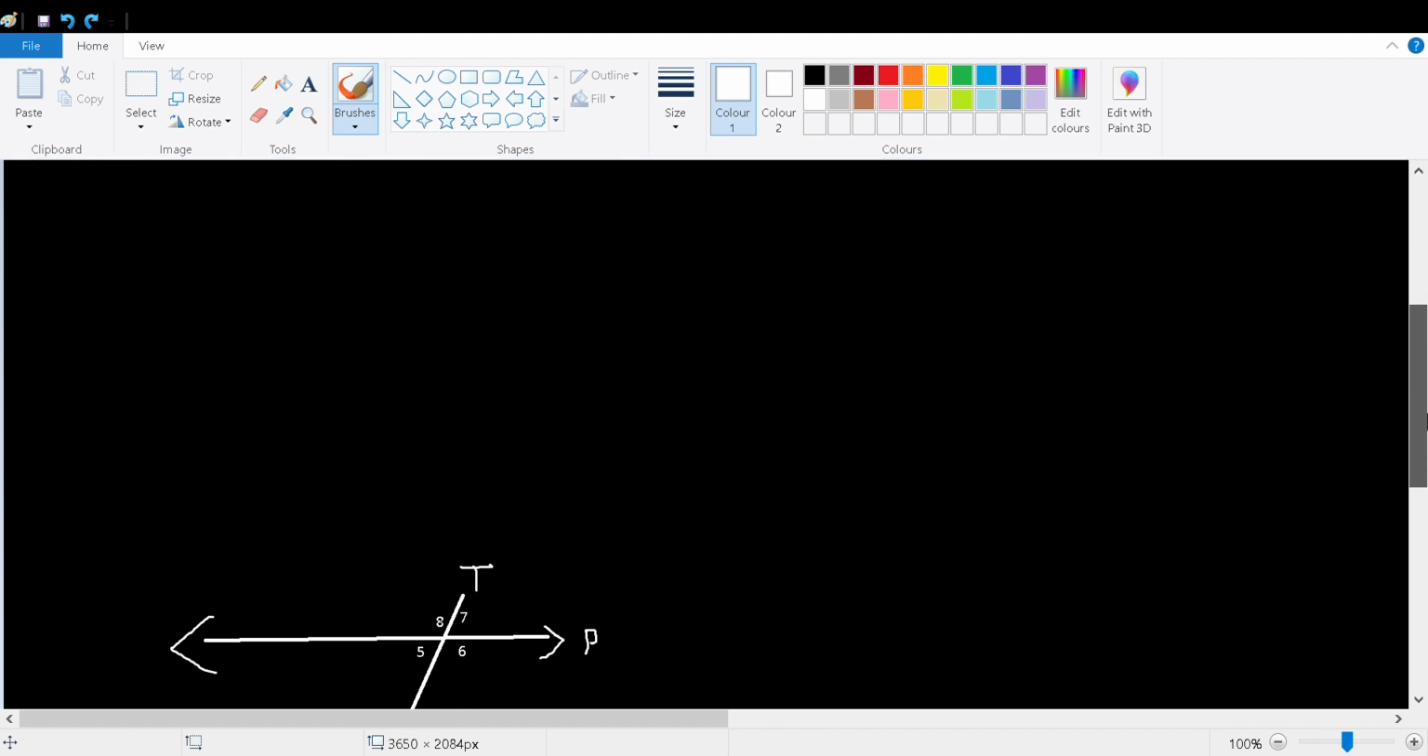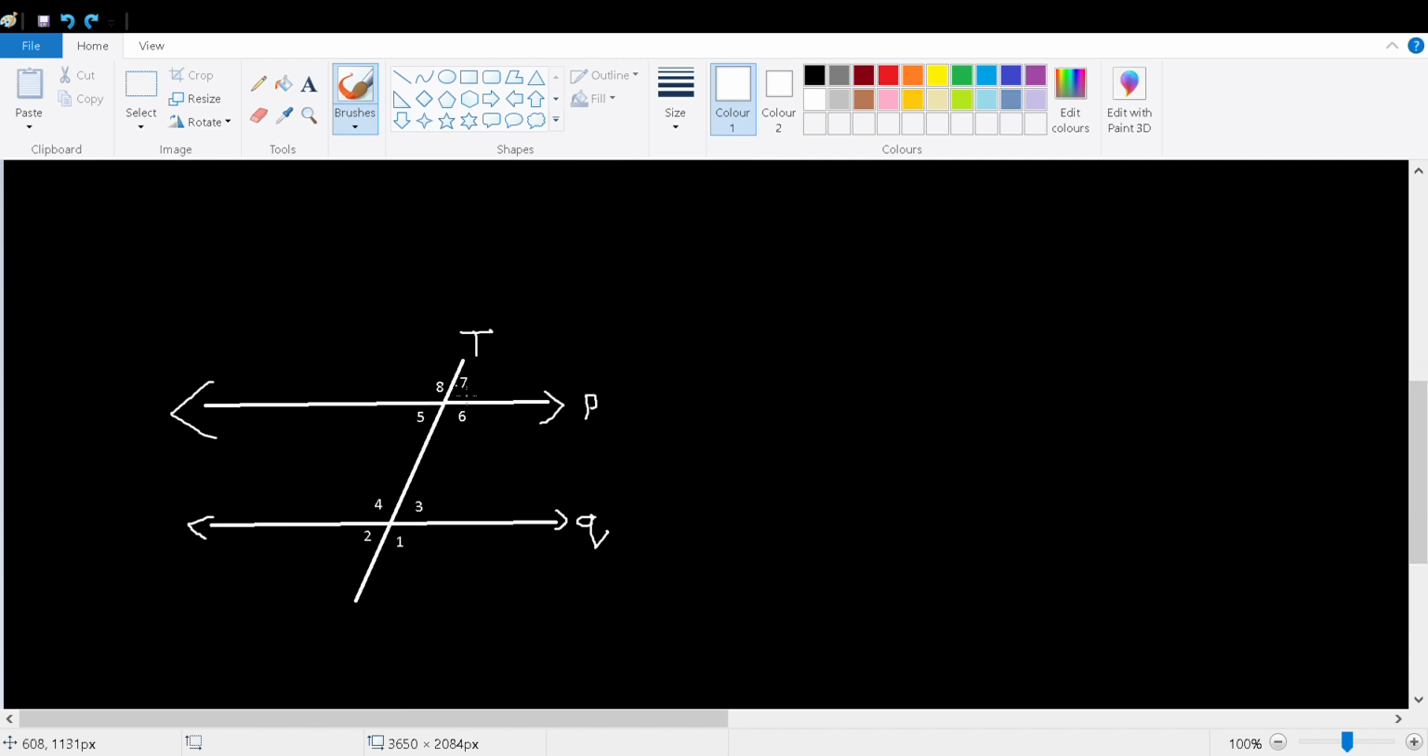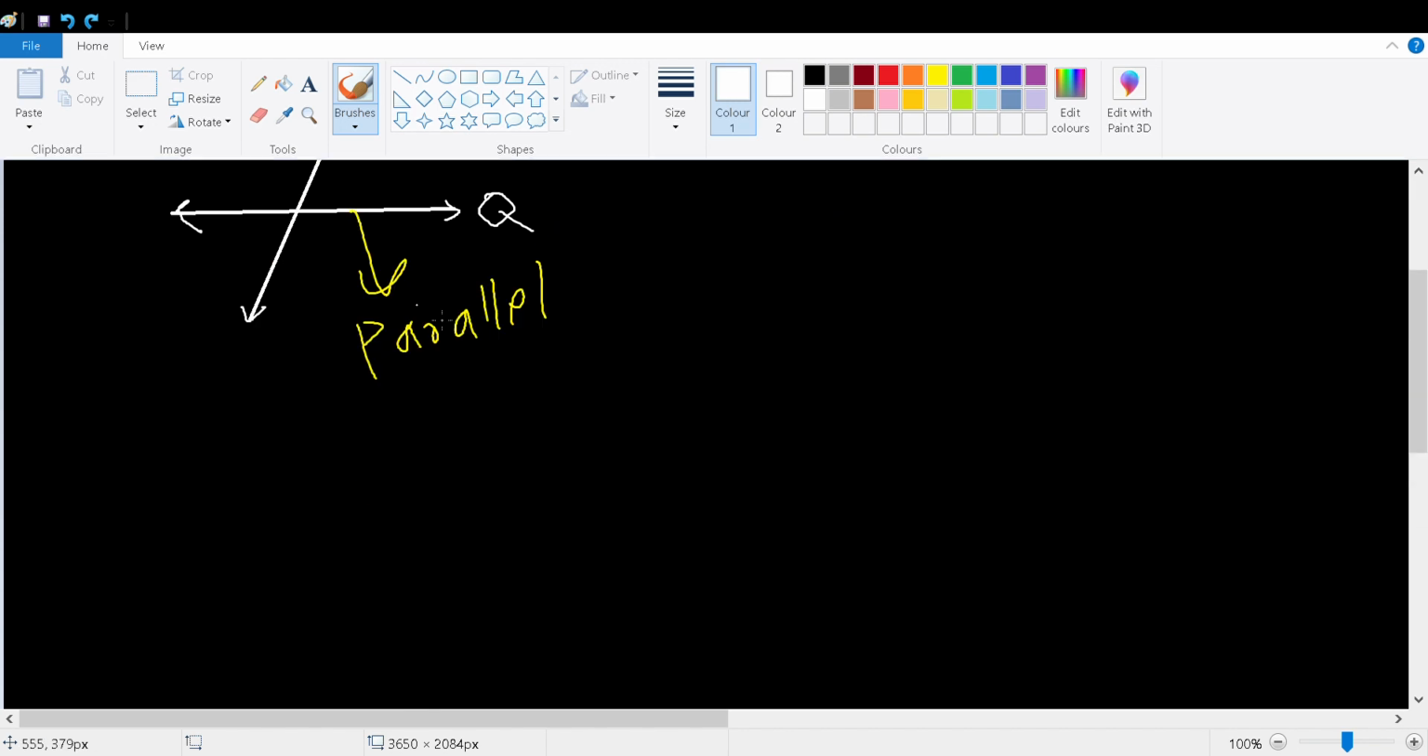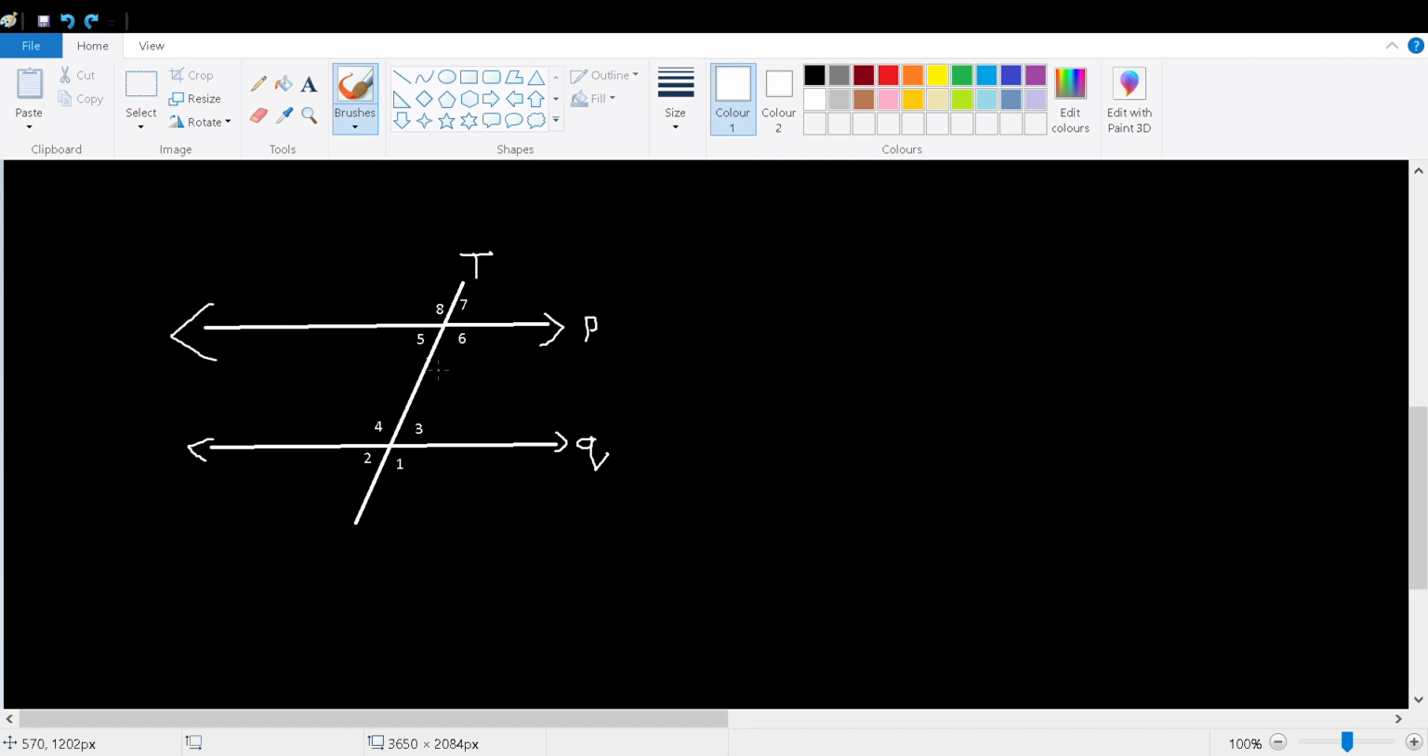Let's go down. Now this is another, as you can see, these are pretty much similar. It's two parallel lines and the transversal line which is intersecting. Now I've named each of them here. The transversal line is line T. Our two parallel lines are line P and line Q. And I've put a name or specific number for each angle. Angle 8, angle 7, angle 5, angle 6, angle 4, angle 3, angle 2, and angle 1.